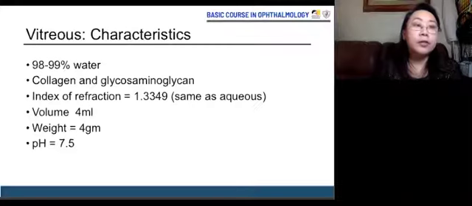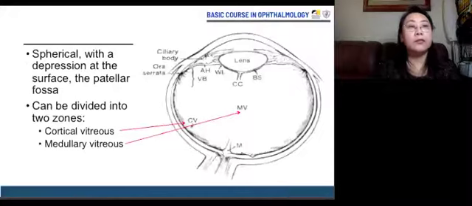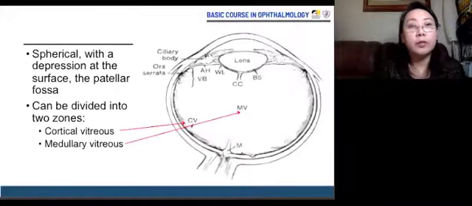The vitreous is 98 to 99% water. It also contains collagen and glycosaminoglycans. The index of refraction is similar to aqueous. The volume is approximately 4 milliliters with a weight of 4 grams, and the pH is 7.5. Generally, it is spherical with a depression at the front surface called the patellar fossa.